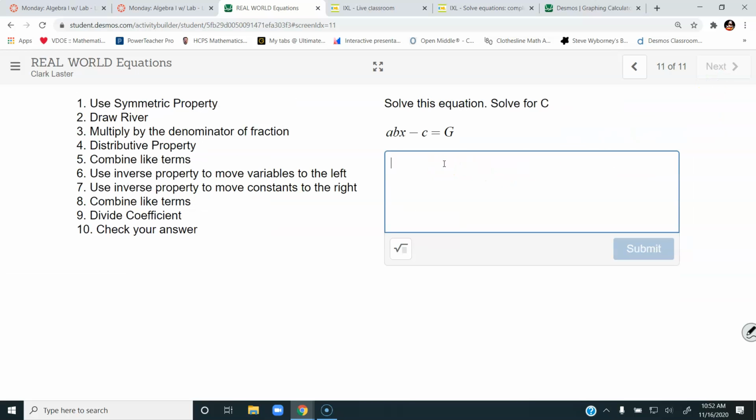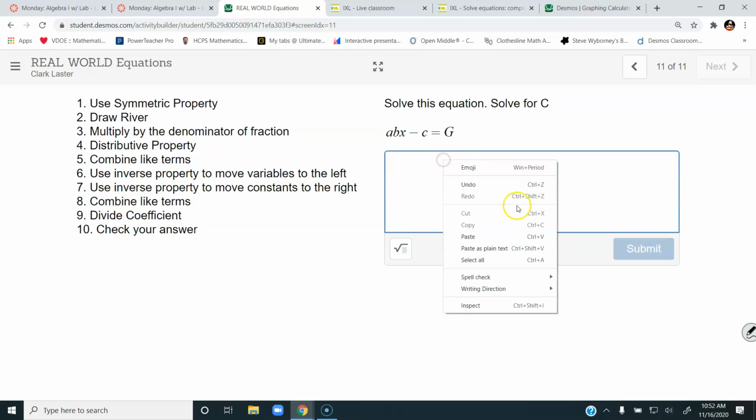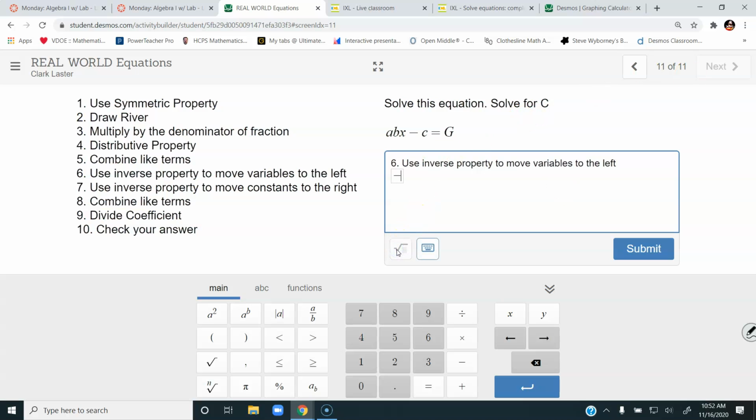So the last thing is solve for the letter C. This is one of the problems that I like to do because it looks harder than it is. There's a couple ways you could do this. It's already on the left. However, you could move it to the right and make it positive. I'm going to do it with our steps. So I'm going to use the inverse property. And that's going to be negative C is equal to G minus ABX.